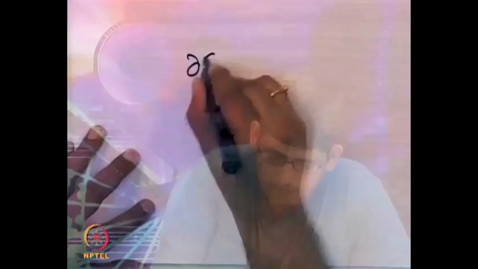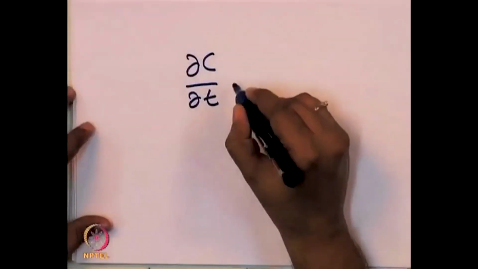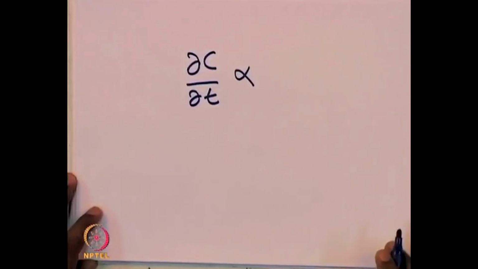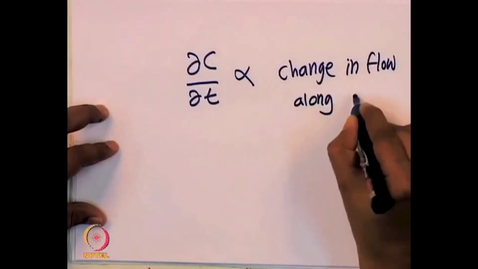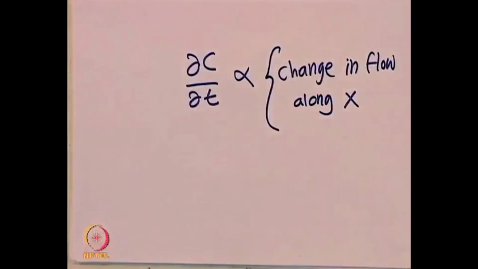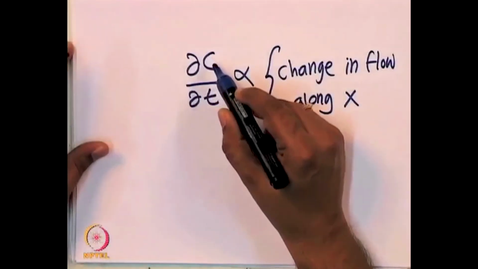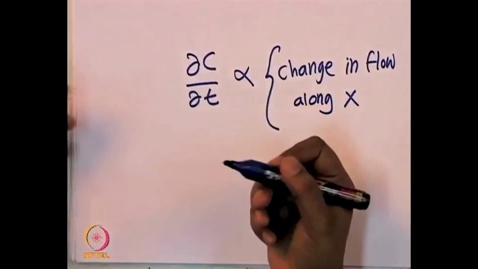What we want is that we just said that if the current varies along space, if there is more flow in and less flow out, if the flow varies along space, the concentration will change with respect to time. The concentration will keep changing. That means we said that del C by del T is proportional to change in flow along x. So if there is change in flow along x, there is a del C by del T. C is concentration, which is a scalar. So time derivative of a scalar is again a scalar. So this is a scalar.